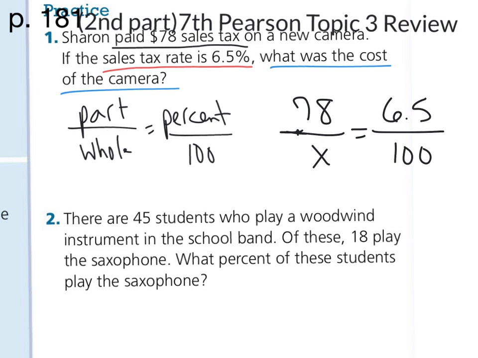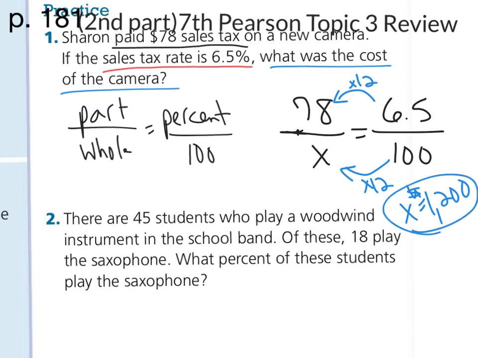So for this, there's actually a pattern. If you do 78 divided by 6.5, you get 12. We're going this direction, so that would be multiplying by 12 because we're getting bigger numbers. And so 100 times 12 would be 1,200. So that means the camera would have cost $1,200.